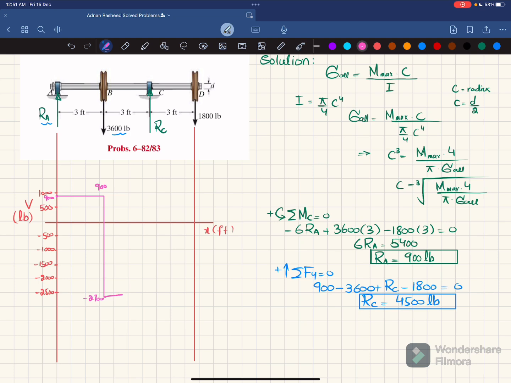Now moving from point B to C, there is no other shear force, so it will remain horizontal. But at point C we have RC, which is 4500. So minus 2700 plus 4500 will give you plus 1800. We locate 1800 somewhere here, because this will be 1500 and this will be 2000 pounds. So the shear force will change from minus 2700 to 1800. Moving from C to the end, there is no other shear force, so it remains horizontal, and at the end the minus 1800 downward will bring it to 0. So this is your shear force diagram.